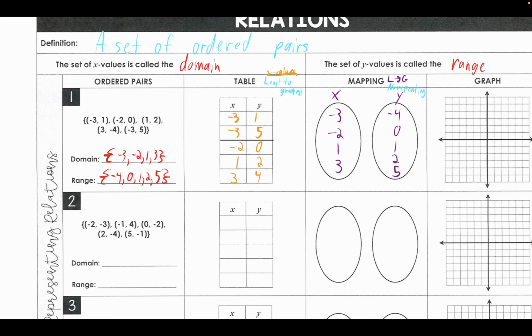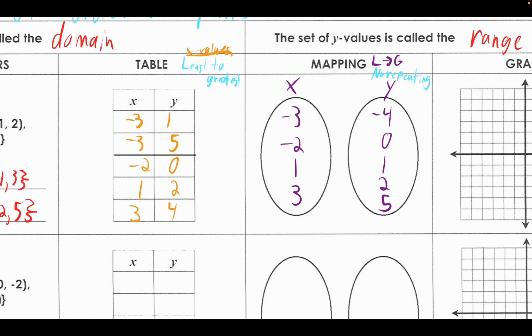But now what we do is, like any map, you're trying to follow directions. And so we have to draw arrows here as we say, okay, what ordered pair is -3 a part of? Well, -3 is a part of an ordered pair with 1 as well as with 5. So I draw arrows so I can visually show that -3 corresponds to the y value 1 as well as the y value of 5. Whereas -2 is with an ordered pair of 0 with the y value. 1 is part of an ordered pair with 2, and 3 is part of an ordered pair of 4.